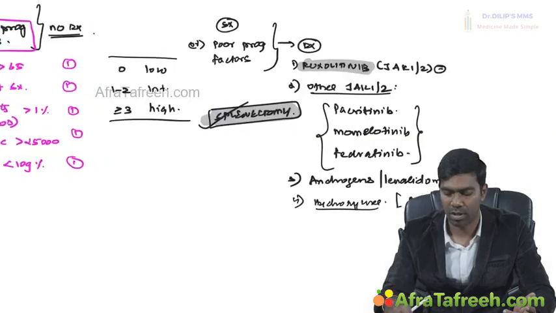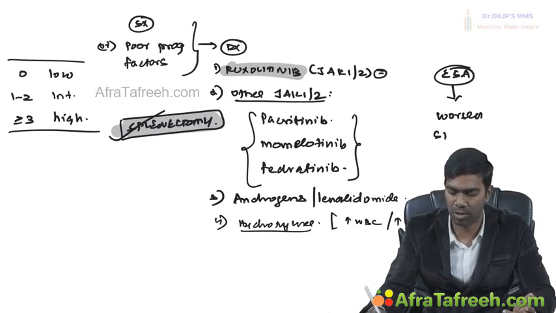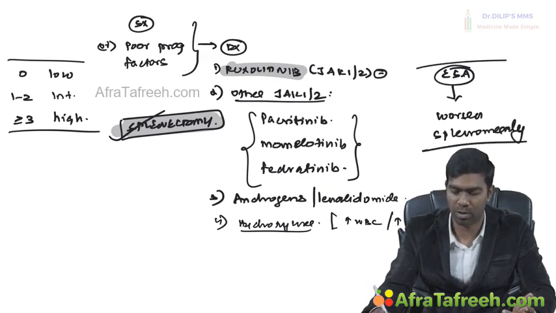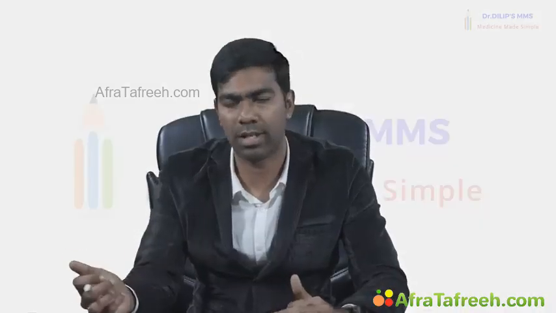But remember, one important point here: I told you can use ESAs, but ESAs will worsen splenomegaly. That's a very important point. If pain is a problem due to splenomegaly, do not give this drug. It can worsen the splenomegaly in a patient with primary myelofibrosis, not in other conditions.